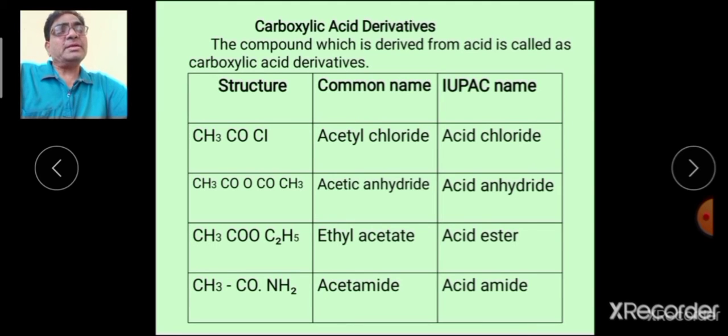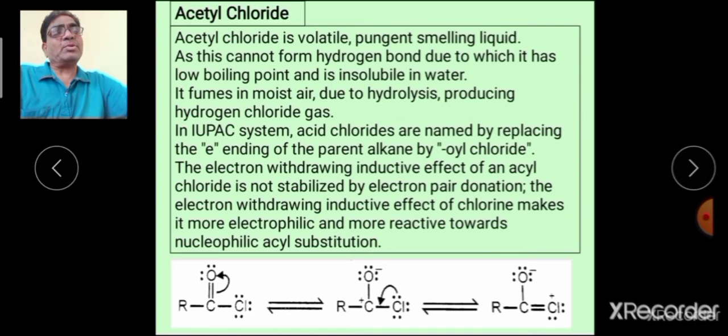Acetyl chloride, IUPAC name is acid chloride. Acetic anhydride, IUPAC name is acid anhydride. Ethyl acetate, IUPAC name is acid ester, and acid amide, its IUPAC name is acid amide. Okay, from this we are going to study the first two varieties. The first variety is acid chloride.